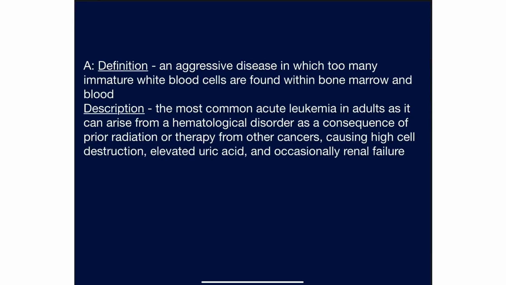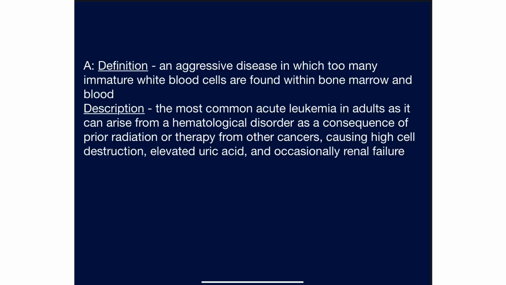Alright, Brandon, what category would you like to be picked? Let me go with disease description and definition for 200. Perfect. What is the definition and description of acute myeloid leukemia? I don't know. I know. The definition for acute myeloid leukemia is an aggressive disease in which too many immature white blood cells are found within bone marrow and blood.